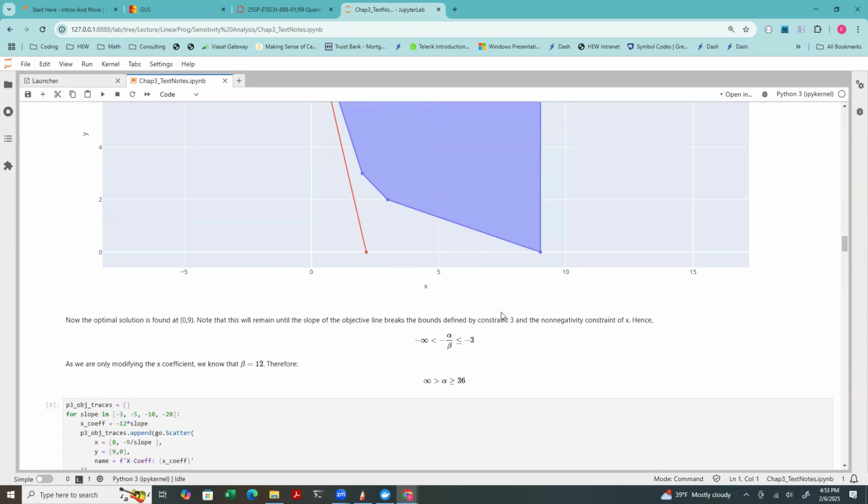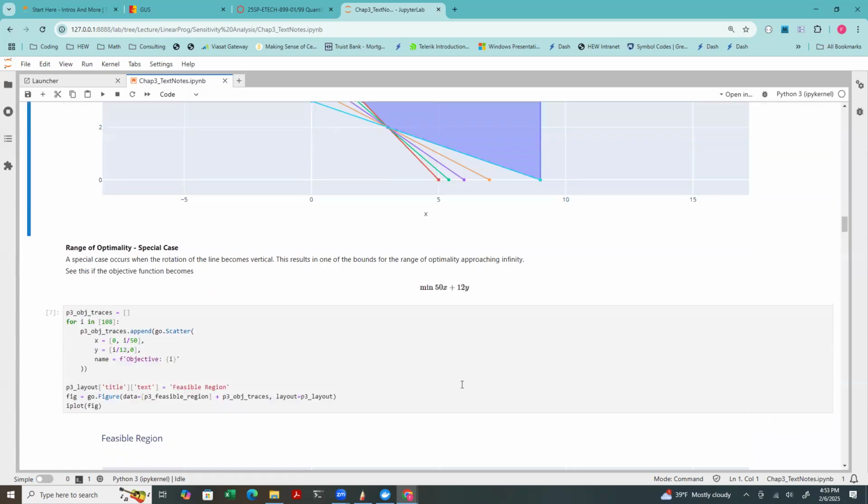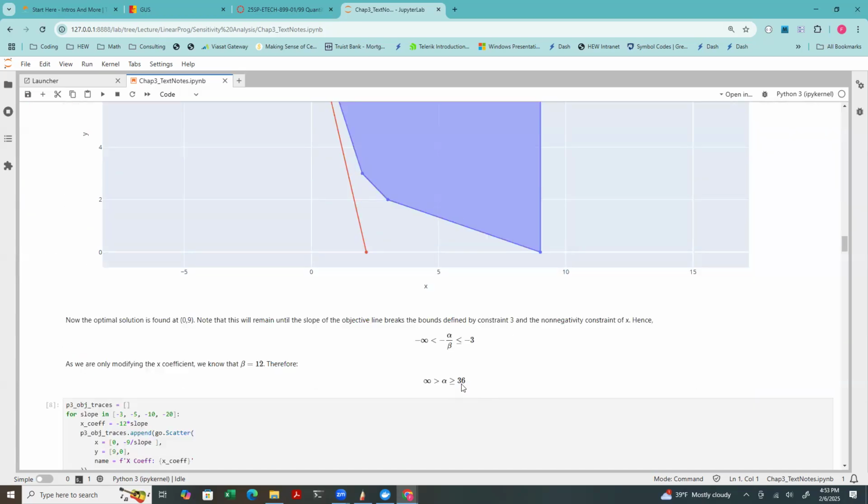And what I end up with is a lower bound on my range of optimality. In this case, 36. And this is for the x variable, the x coefficient. We're modifying only the x coefficient, keeping the y constant. The lower bound is 36, but then the upper bound here is off at infinity. This is definitely a thing that is possible.